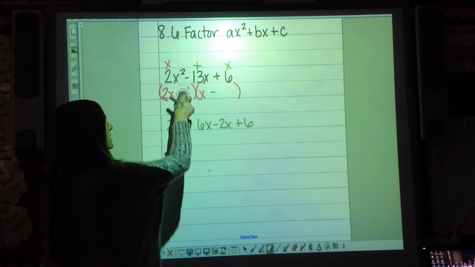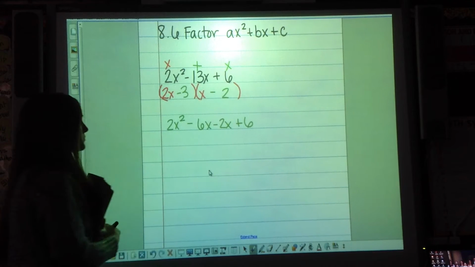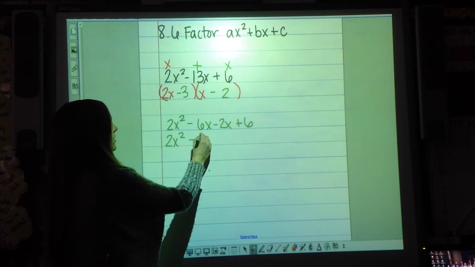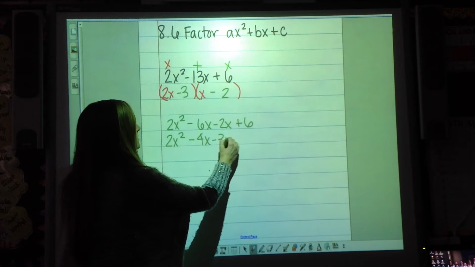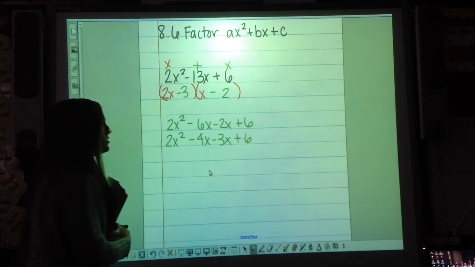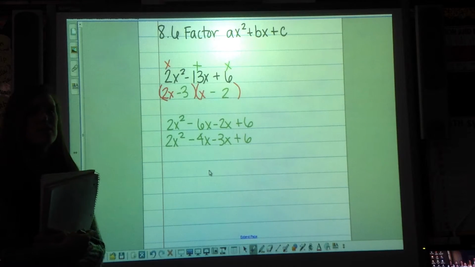Let's just switch these around, -3 and -2. Again, I'm going to use FOIL to check. Firsts, outers, inners, lasts. So this term and this term are right, but the middle equals -7x, so again, I'm not right. Let's think of other factors of 6.